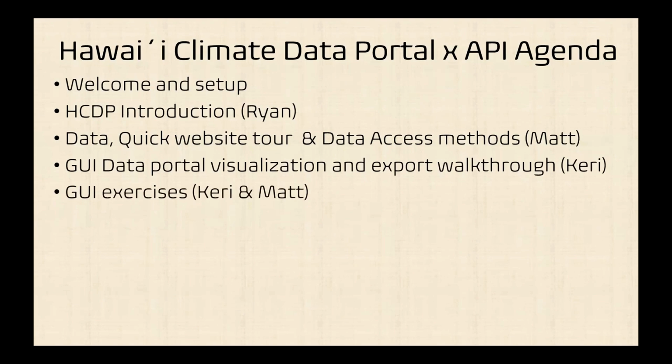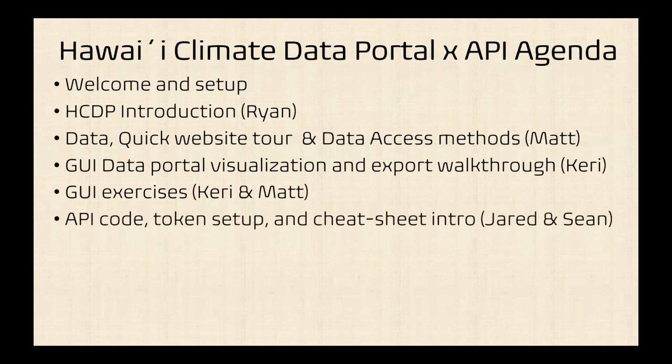And then we're going to do some GUI exercises to get you interacting with the data yourself. Then we'll shift gears into using the API code. So we'll be introducing the API code link that's on GitHub. We'll have time for some token setup. There should be a token that was sent out to everyone in an email that is a learning token, a temporary token. And then we'll also talk about the cheat sheet.